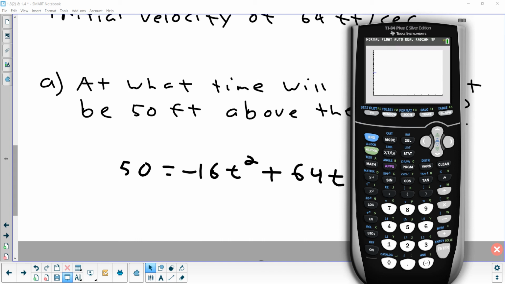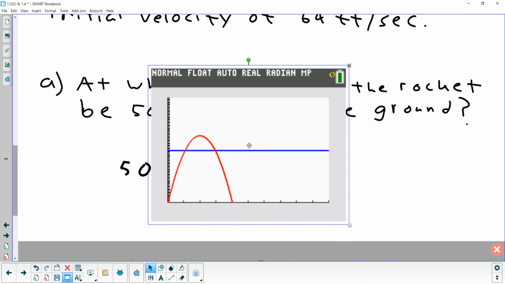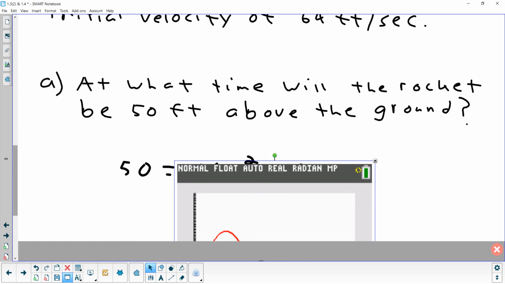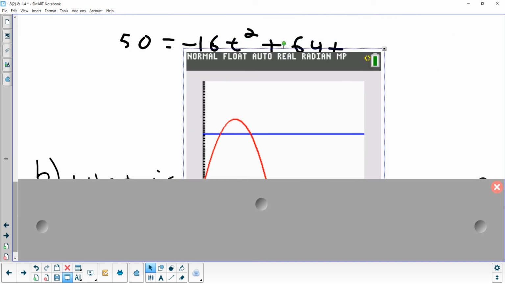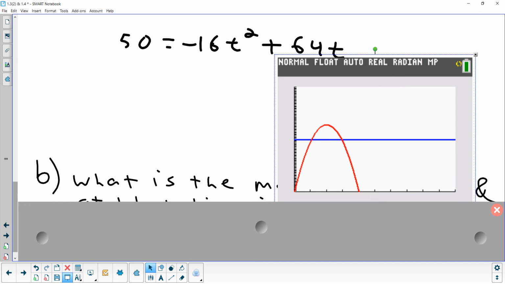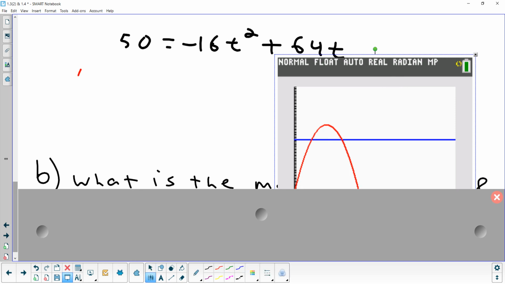So, let's hit graph. There's my line at 50 feet. There's the object. And in this case, the graph is almost a pretty good picture of what it would actually look like. It's going to hit 50 feet on the way up, and it's going to hit 50 feet on the way down. So when does the object hit 50 feet? Well, 2 different times.